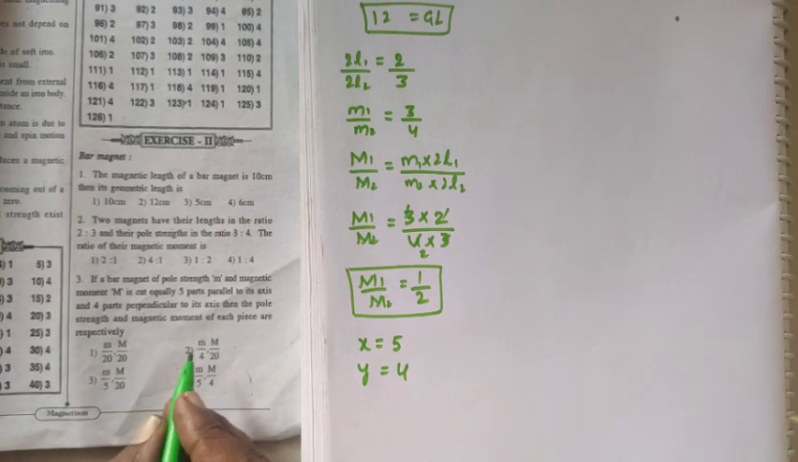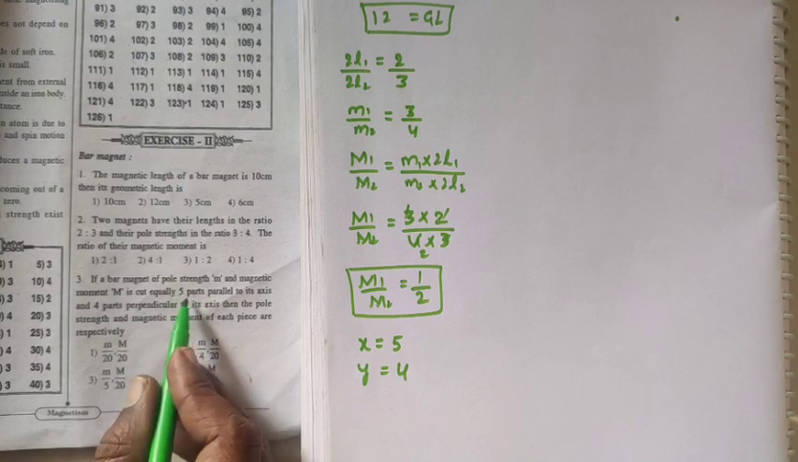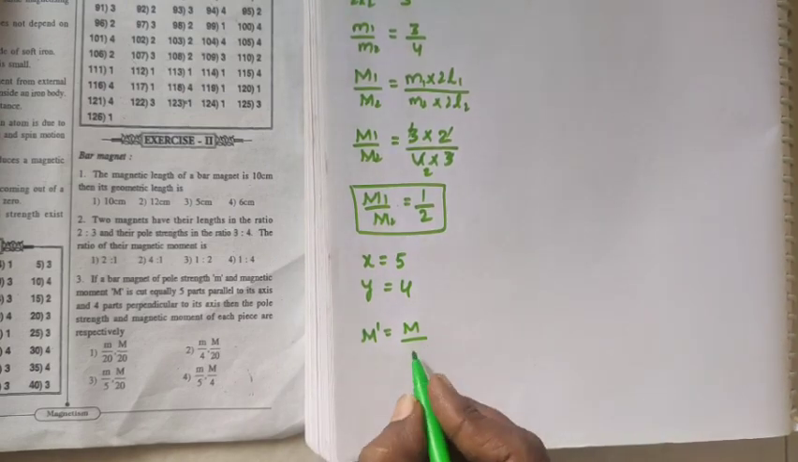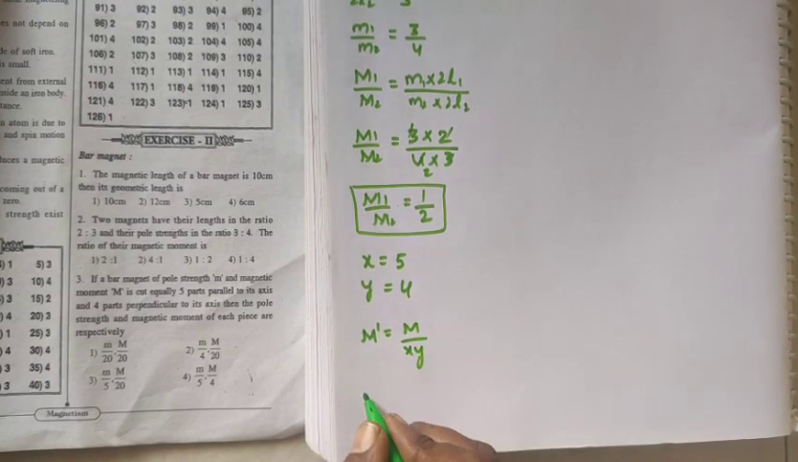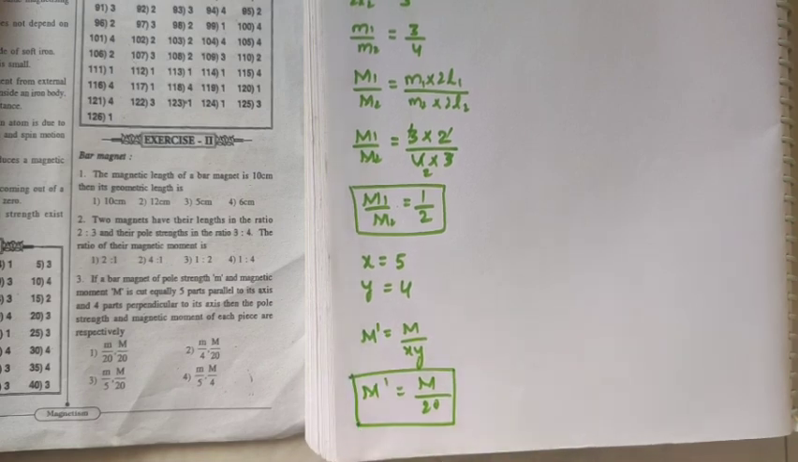If I divide that magnet into 5 equal parts, in that situation the magnetic moment is M dash, and the connecting formula is M divided by x into y. M dash is equal to M, x means 5, y means 4, so that is 20. M dash is equal to M by 20 here.